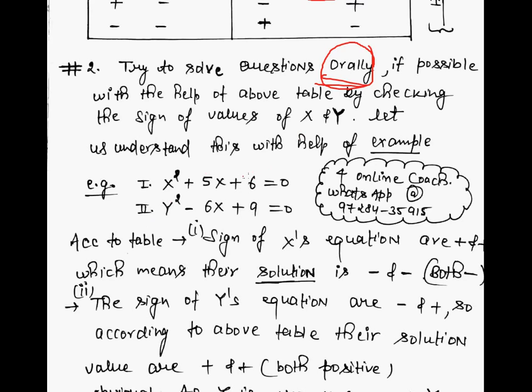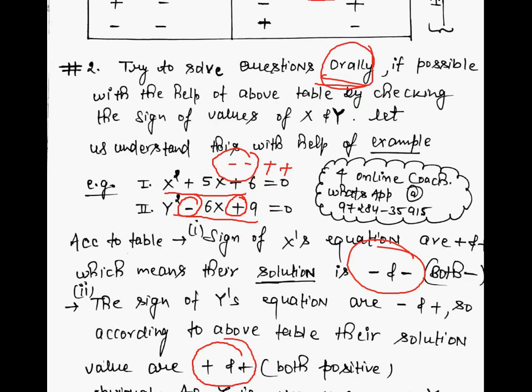See, these are the two equations. What is the value of b? Plus. And the value of c? Plus. This means the answer will be minus and minus. And in the second equation, the value of b is minus and the value of c is plus. This means the answer would be plus and plus. So the x values are both negative and the y values are both positive.